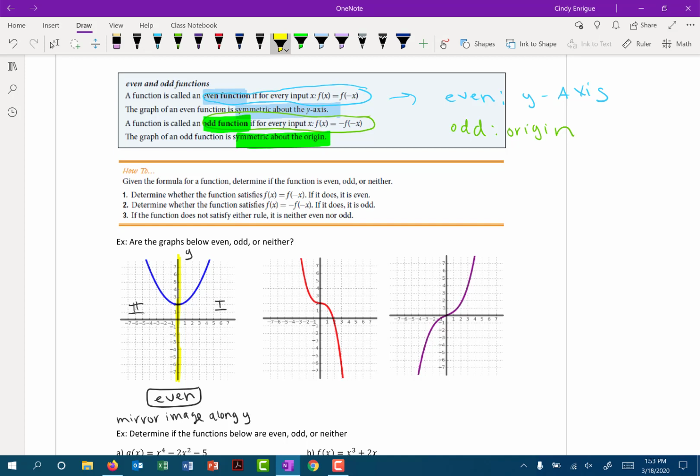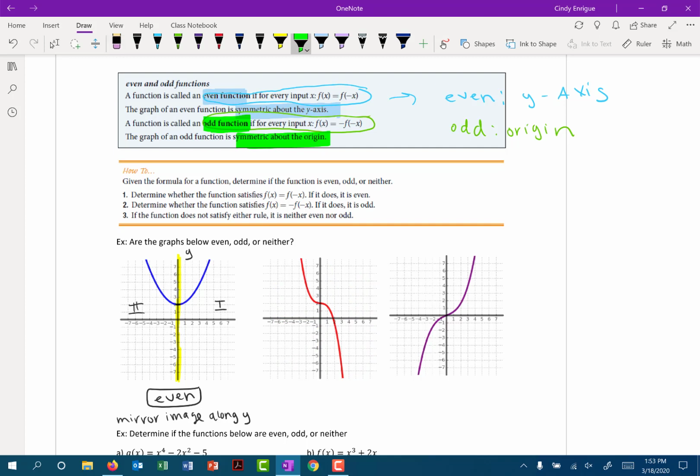So would it be symmetric about the origin? Well, if it's symmetric about the origin, does it mean that this side is the same as this side? No, it doesn't look like that. So it cannot be symmetric about the origin.